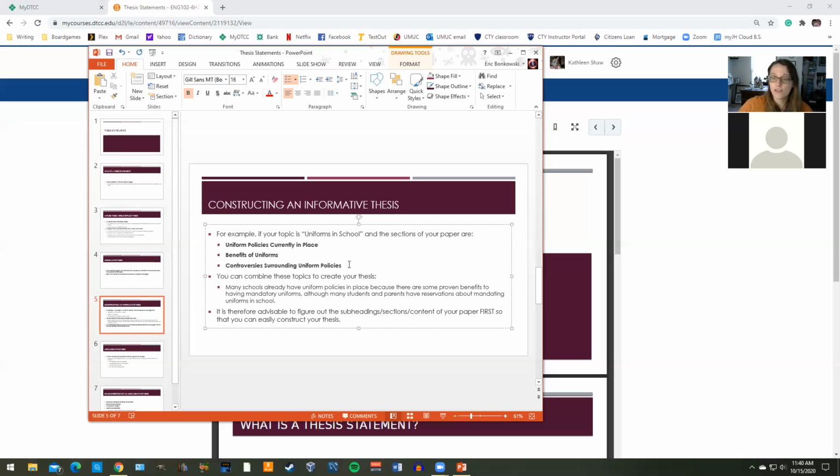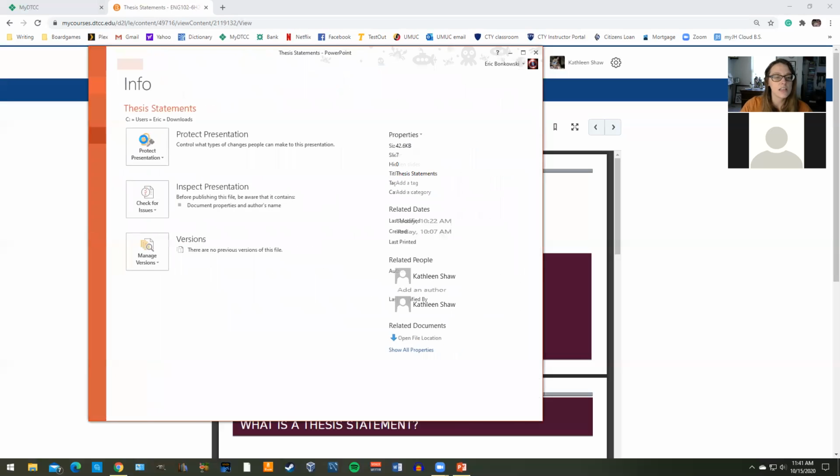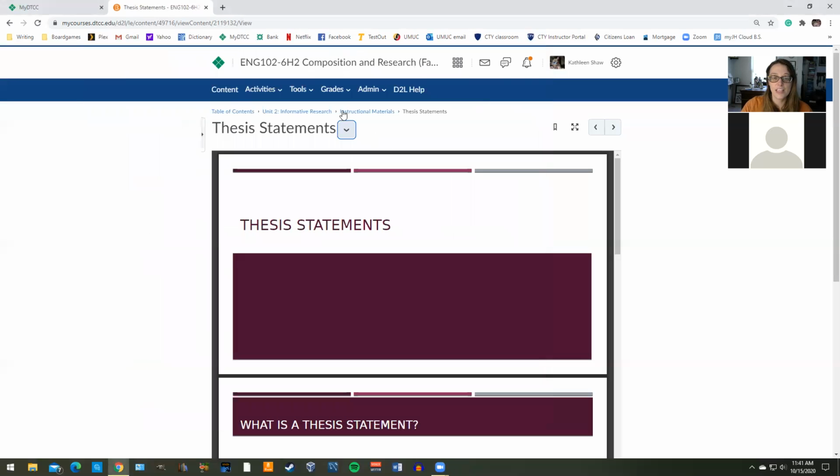So in this sense, the informative thesis is summarizing all the things I'm going to tell about, all the things I'm going to talk about. And it also provides a map of the order in which I'm going to talk about those things. That's why it's probably advisable to figure out what those subheadings or sections or the content of your paper is first, so that it's easy to make your thesis after. So that's a piece of advice I have for you guys. And if you need to look back at this PowerPoint, it is saved in the instructional materials for Unit 2.